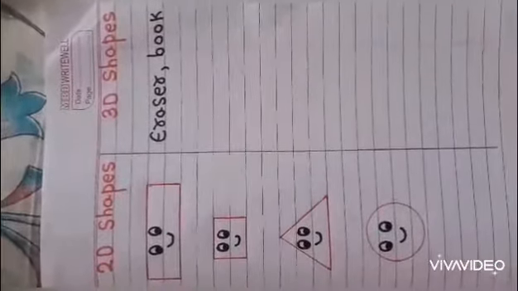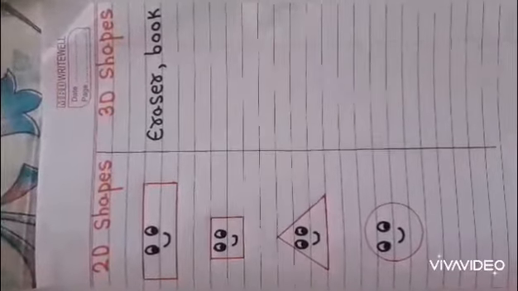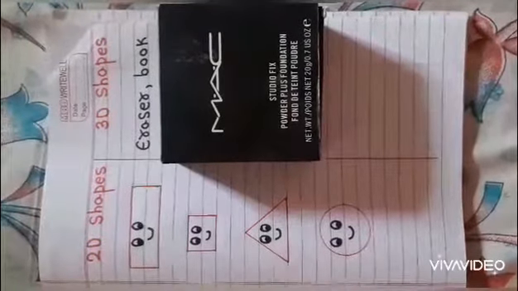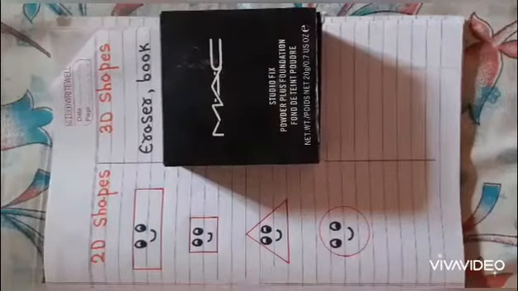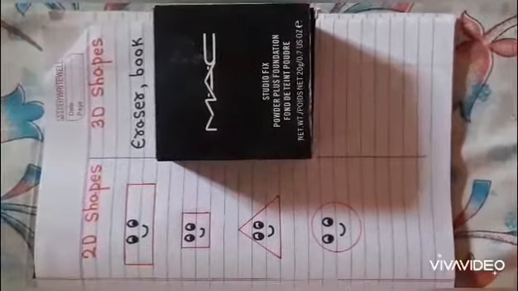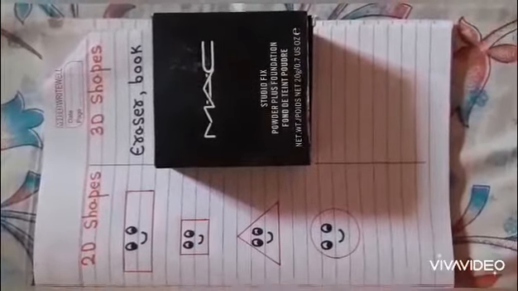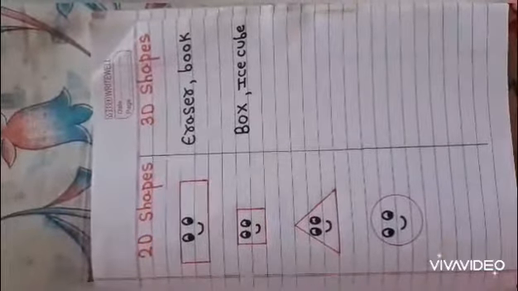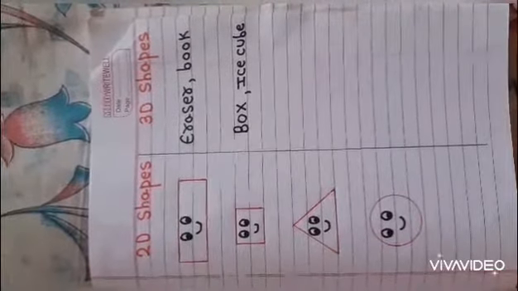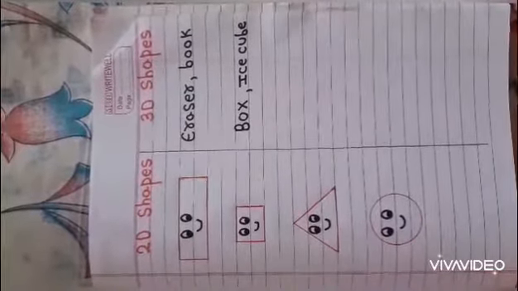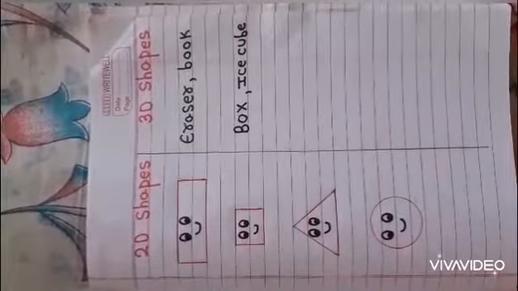Now the second 2D shape is a square here. Now I have one box. Look at this box very carefully, students. The box is a 3D shape and it looks like a square. Box, ice cube, sugar cube. These are examples of 3D shapes of a square.